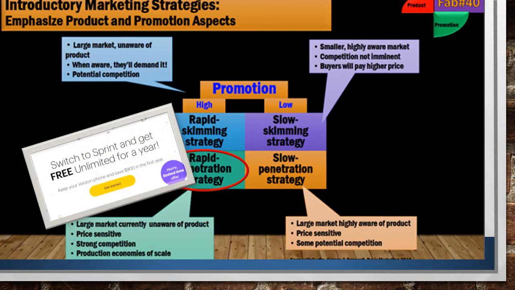Sprint's free year of unlimited service is an extreme example of this. Prices were non-existent, at least for a year, due to Sprint's desire to poach price-sensitive consumers from their honestly stronger competitors. These consumers would not be aware of the deal unless Sprint promoted it heavily.